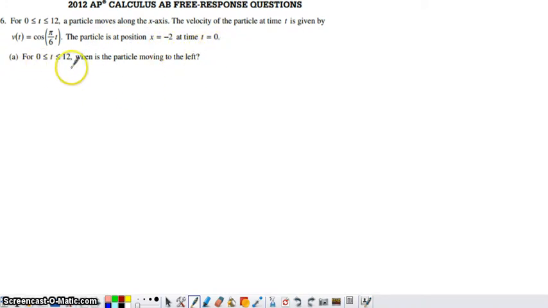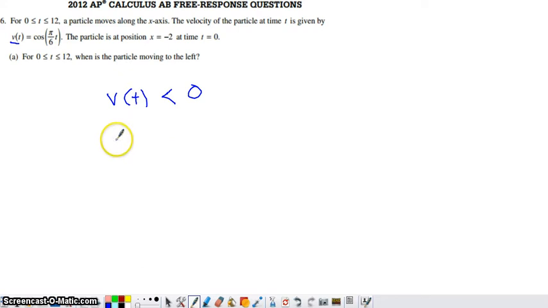Part A, it says from 0 to 12, when is the particle moving to the left? Well, the particle is moving to the left when the rate of change of its position is negative. And the rate of change of its position is velocity. So what we basically need to figure out here is when is velocity going to be less than 0? So basically, if we make a sign chart for our velocity function, we're going to be able to answer the question in part A here pretty quickly.